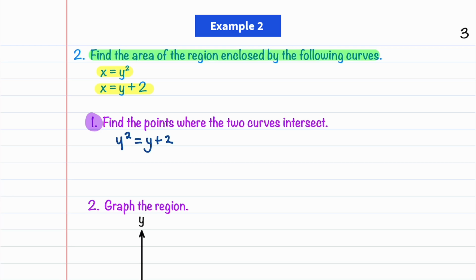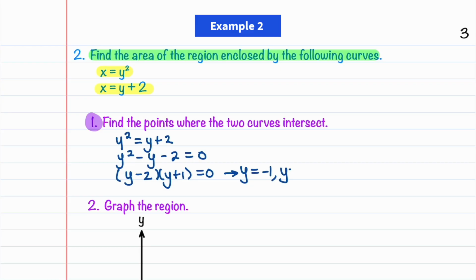Let's pull everything to the left, and we get y squared minus y minus 2 is equal to 0. We can factor this as y minus 2 times y plus 1 is equal to 0. And this gives us that y is equal to minus 1 and y is equal to 2. Now we need to find the x values for these points of intersection. To do that, we're going to use the easiest curve, and that's x is equal to y plus 2.